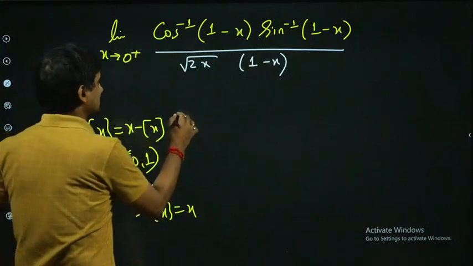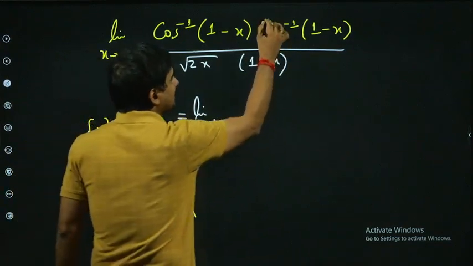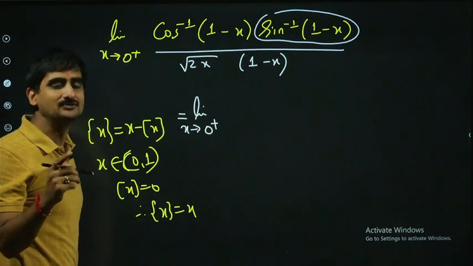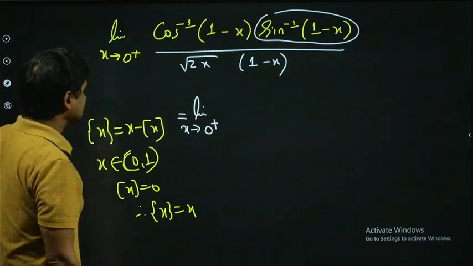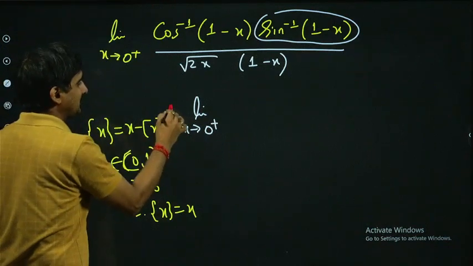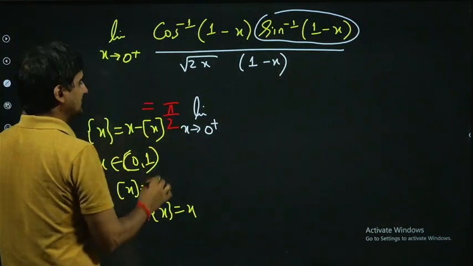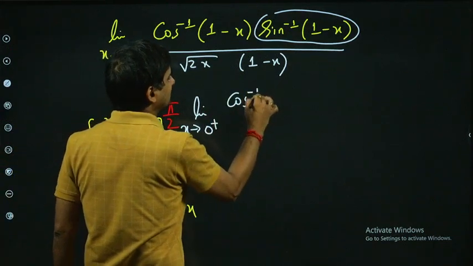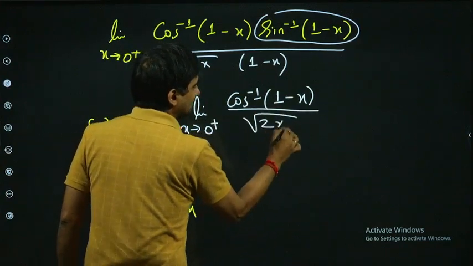So what I mean to say here is, if I continue, limit x tends to 0 plus, I will remove this, because as x approaches 0, sine inverse 1 is pi by 2, and this is 1. They are not contributing in 0 by 0 form here, so I will prefer to remove it, and write pi by 2 outside. So this is equal to pi by 2 times limit as x approaches 0 from the right side of cos inverse of 1 minus x by root 2x.